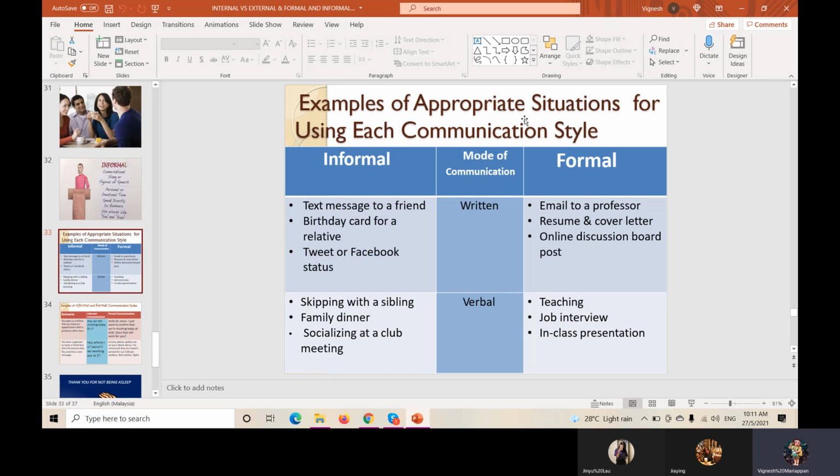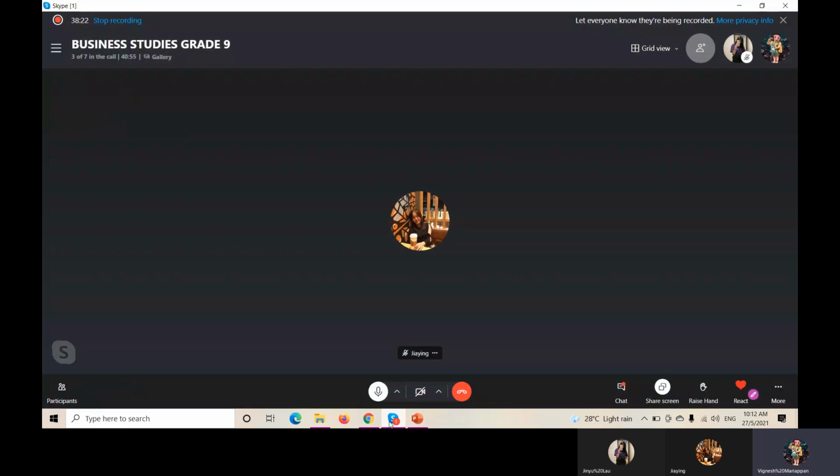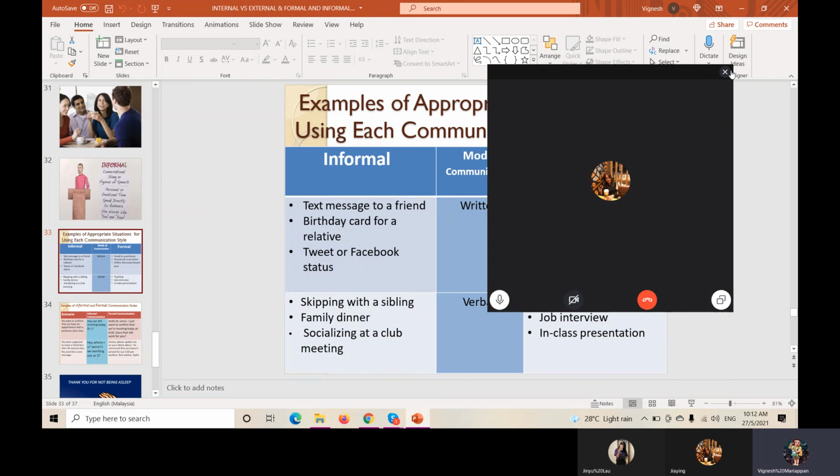But informal, like you talking, also using the verbal, like you are speaking with your siblings, your family dinner, you're socializing at a club meeting. Are we using the formal way? Not at all, right? If we are having a family dinner, it's not a formal one. You are talking with your siblings, you are talking about everything, and it's also an informal one. Understand or not?